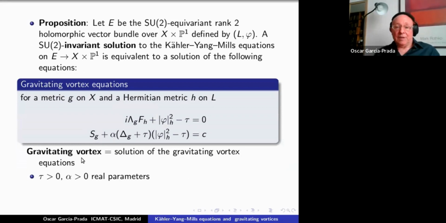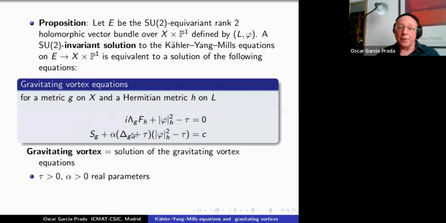So the first computation, which is not very difficult, is to show that if E is the SU2 equivariant rank 2 vector bundle that we constructed out of L and the holomorphic section, then an SU2 invariant solution to the Kähler-Yang-Mills equations on this vector bundle on X cross P1 is equivalent to a solution of the following equations. Because of the invariance, at the end of the day, you're just solving for a metric G on the Riemann surface X and a Hermitian metric H on the line bundle. And the equations are these equations here. This just comes by analyzing the invariant solutions. And we call a solution to these equations a gravitating vortex.